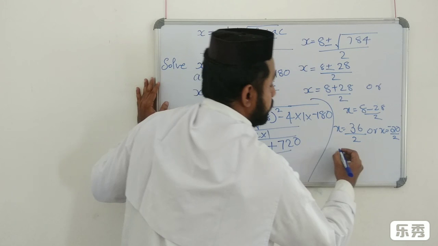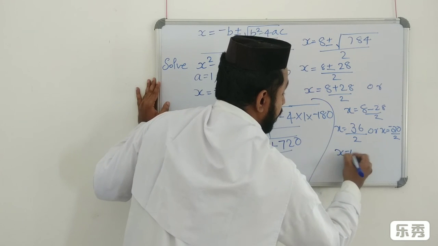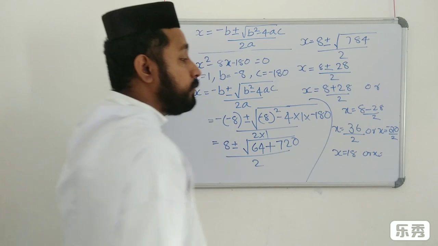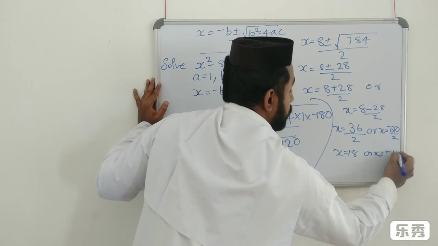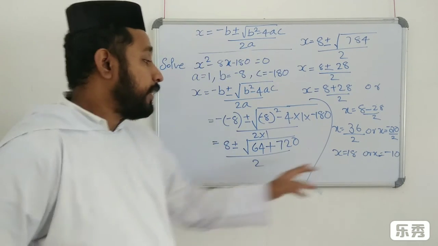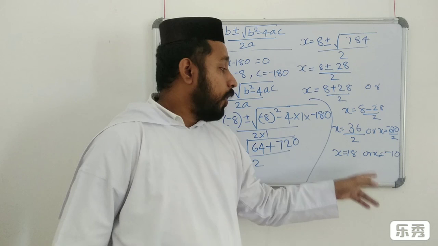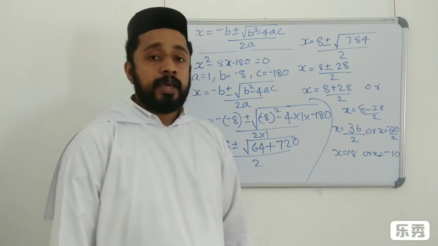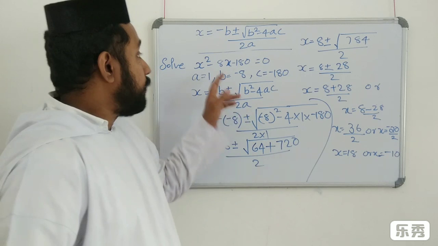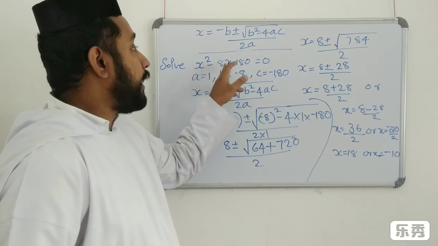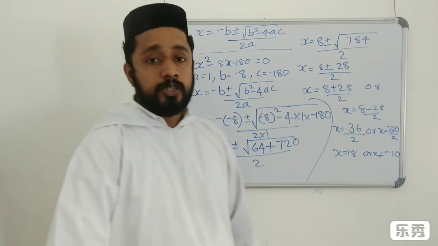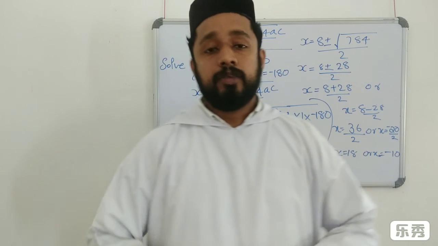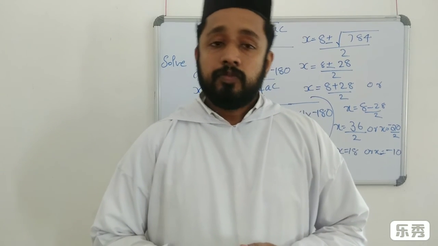X is equal to 36 by 2 means x is equal to 18, or x is equal to minus 20 by 2 means minus 10. So we got two values for x. X is equal to 18 or x is equal to minus 10. So 18 and minus 10 are the roots of this quadratic equation, x square minus 8x minus 180 is equal to 0. Thus we studied how to find the root of a quadratic equation using the quadratic formula. Thank you.